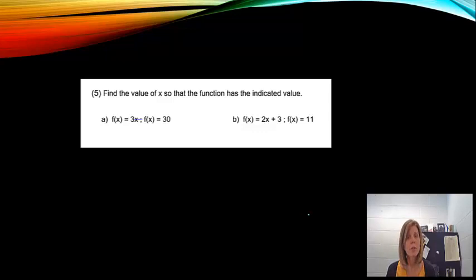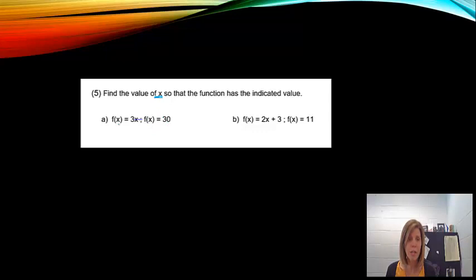This time we're going to still use function notation. We're just going to switch it up a little bit. It says to find the value of x so that the function has the indicated value. So this time it says f of x is equal to 3x, and it says f of x is equal to 30. Notice this time it didn't tell me what x is.